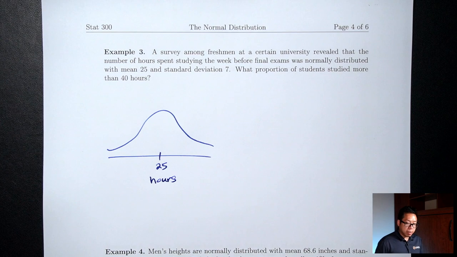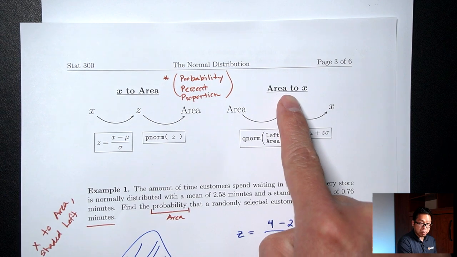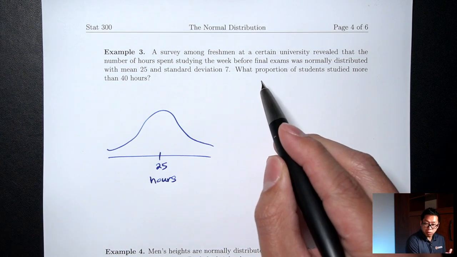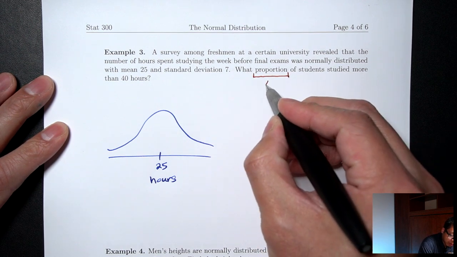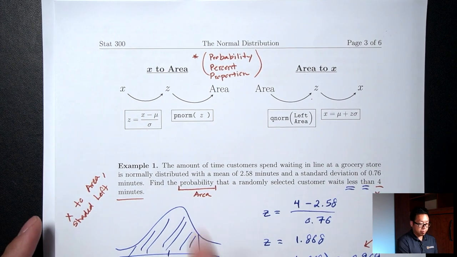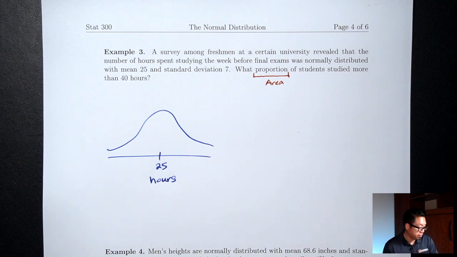The next thing I want to decide is, what type of question is this? Is this an X to area, or is this an area to X? To decide, I usually look at the very last sentence, the question. What proportion? Proportion is one of those P words I said that refer to area. So probability, percent, proportion, all of those are areas. So this is asking for an area as your final answer. Which one of these ends with an area? X to area. So this is an X to area type question.